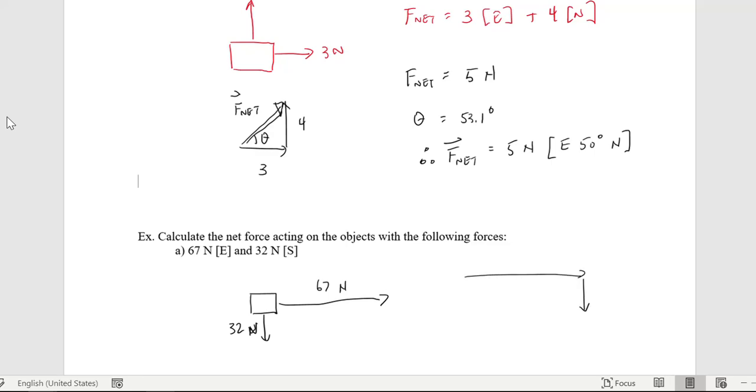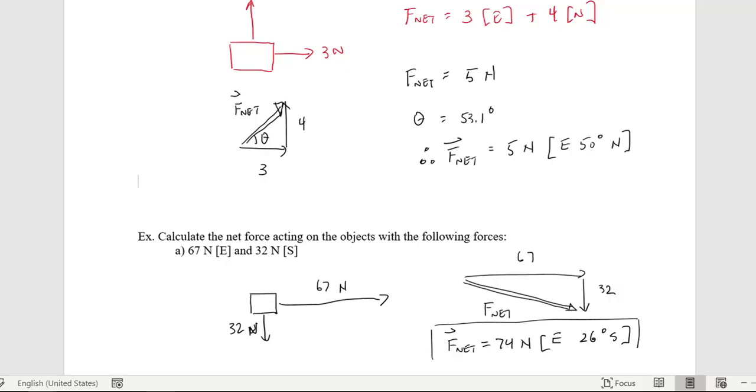So again, we use our vector addition. There's your net force. This is 67. This is 32. So what would you get? So hopefully you're able to calculate and get this answer here. So you would get F net equals 74 newtons east, 26 degrees south. So hopefully you got that as your answer once you tried calculating it on your own.